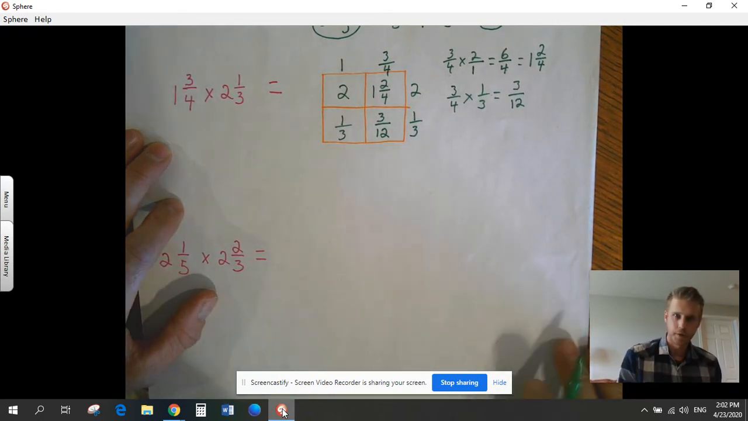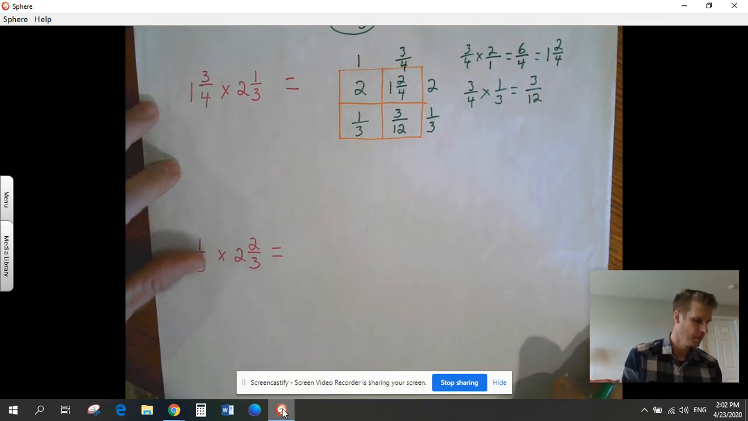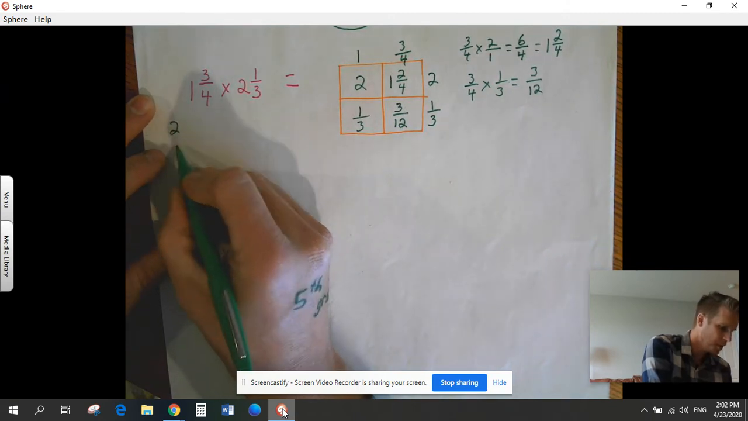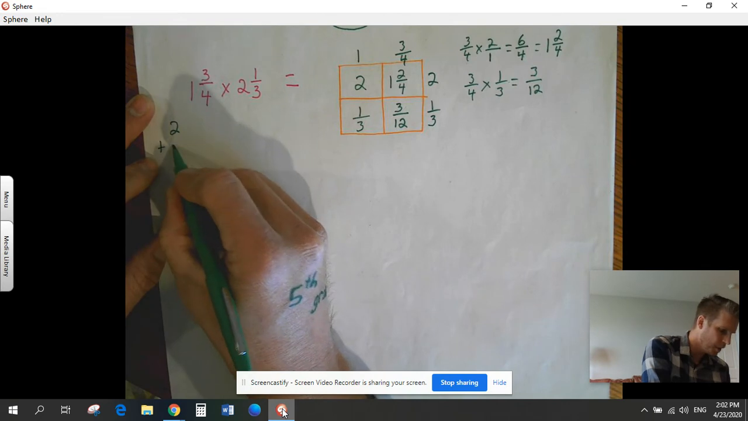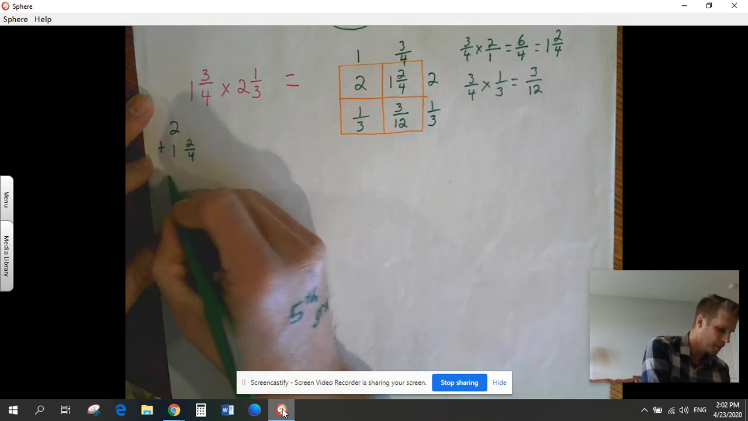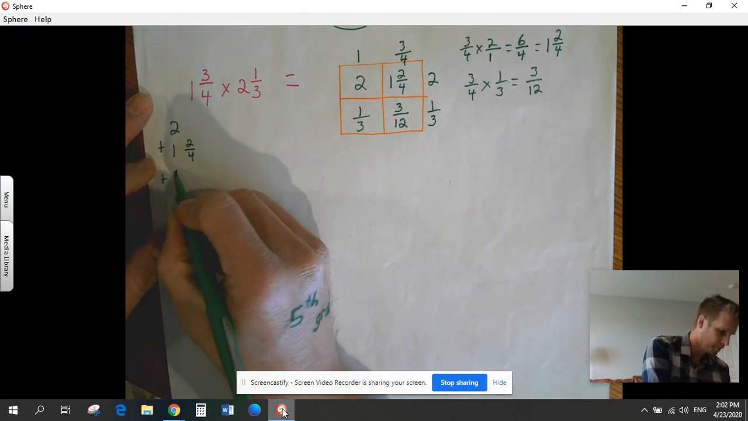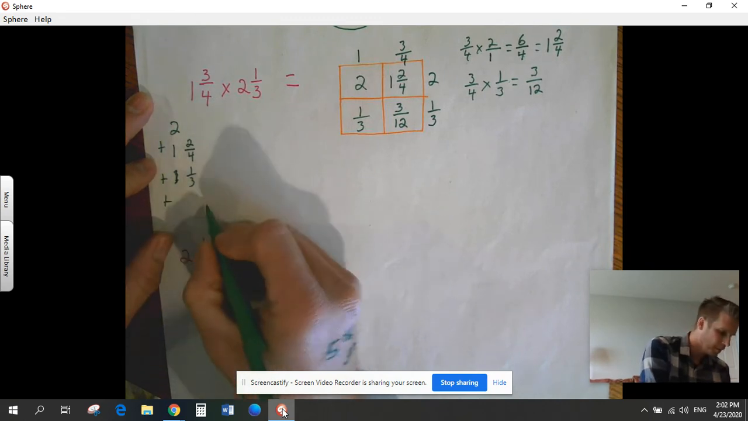What I would like you guys to do is below this problem, let's write out 2 plus, and I'm going to write 1 and 2/4 plus 1/3. Oh, you know what? I'll put 1/3 here. Plus 3/12.